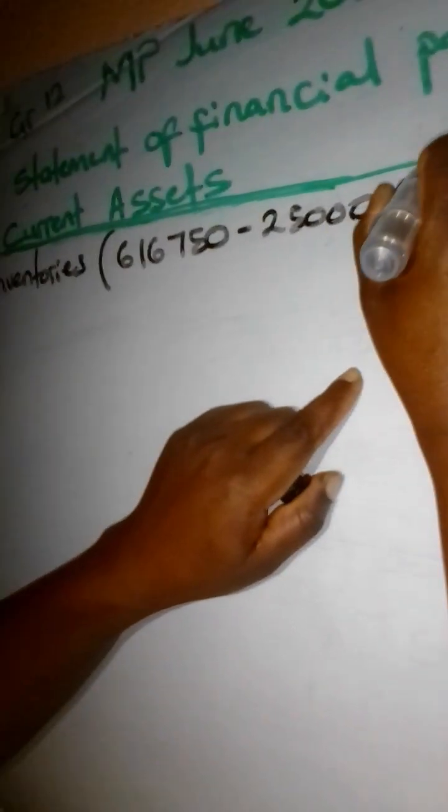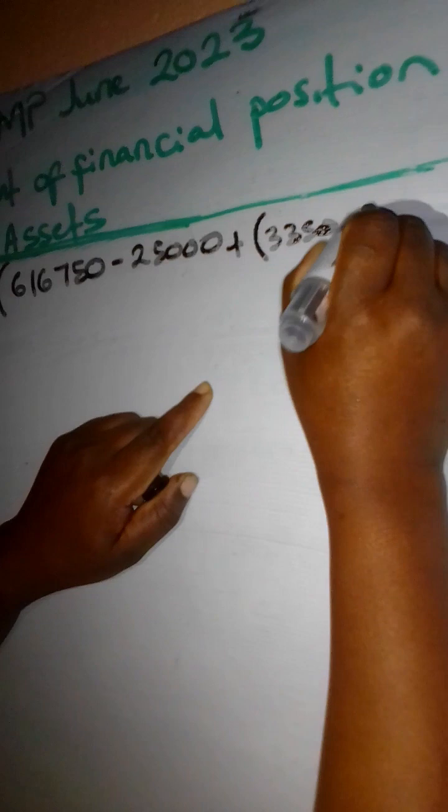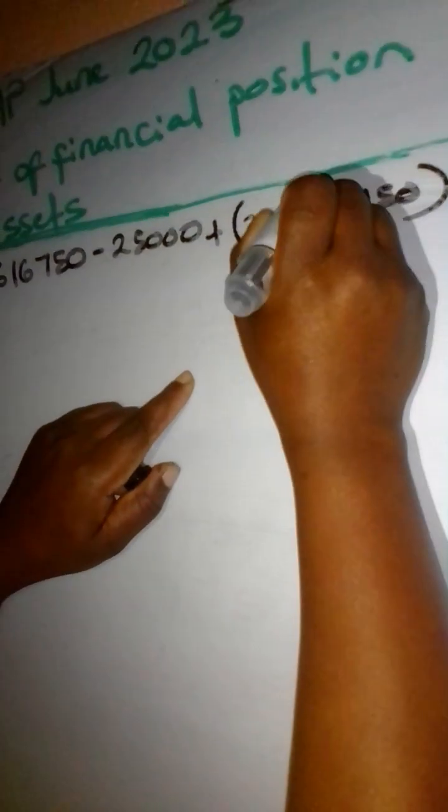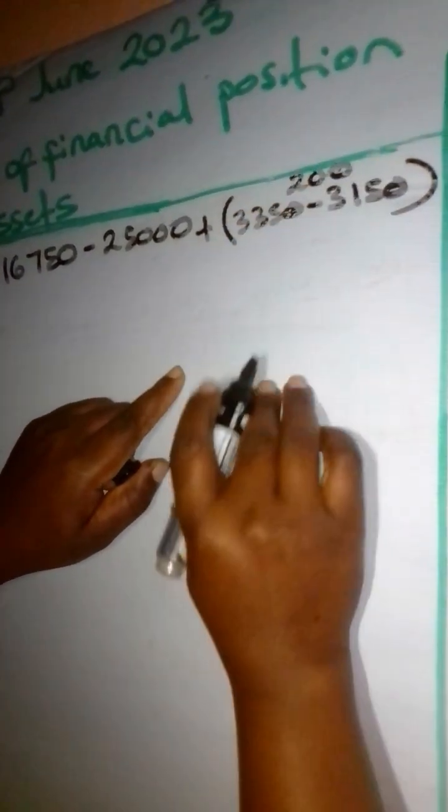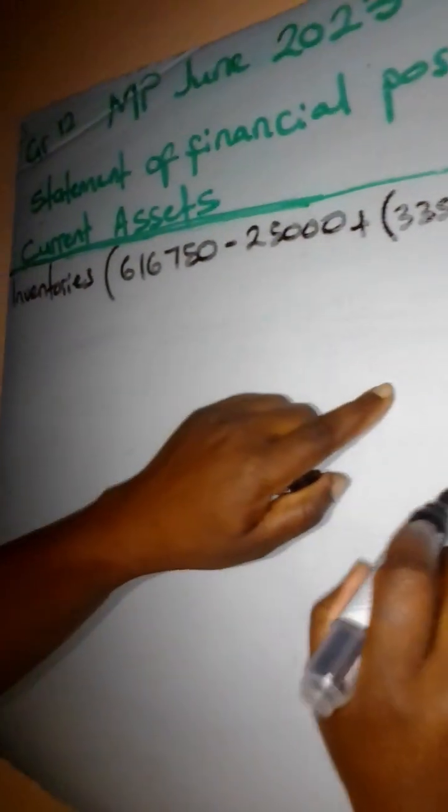We've got B, consumable stores. Okay, we need the consumable stores on hand. Consumable stores available during the year, there were 3,350. The consumable stores that were used during the year, 3,150. So we look at what was available minus what was used, and what remained is the consumable stores on hand. So we're going to say plus, I'll open a bracket here, 3,350 minus 3,150. It will give us 200. So the consumable stores on hand is 200.